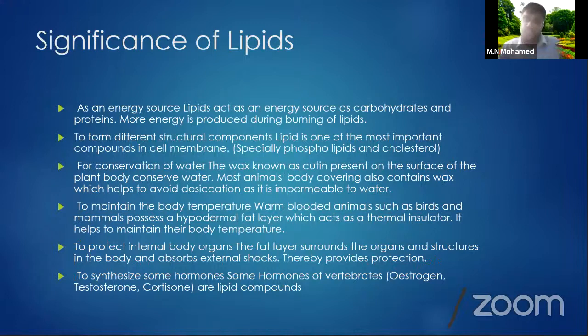Mainly, it is structural for most of our body, especially the cell wall and cell membrane. Your cell membrane is constructed with phospholipids. It is also important for the conservation of water and maintaining body temperature, which you will study later in the units. It is deposited in a layer and protects internal body organs. Some lipids are also important components of hormones, as I mentioned earlier. But there is some problem. What is that problem?